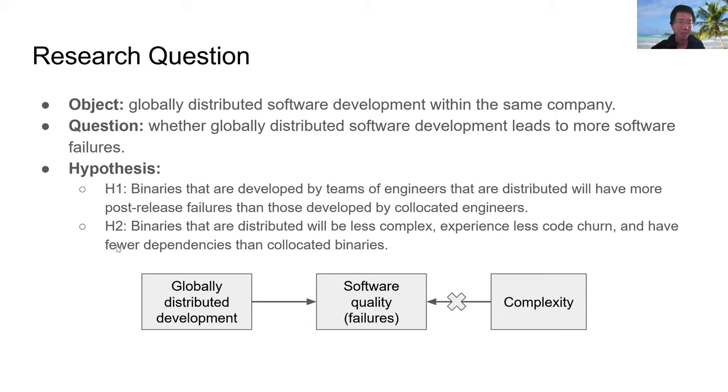I drew this diagram here to use what we learned in the course. They want to find the cause and effect relationship between globally distributed development and software quality, especially failures. But we know that more complex software may lead to poor software quality. So they also want to remove the effect of the software complexity. In their second hypothesis, they try to make sure that the software developed by globally distributed teams is not significantly more or significantly less complex than that developed by co-located teams. So that's their research questions.